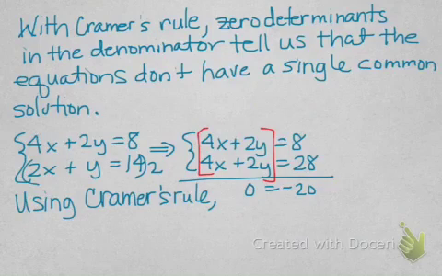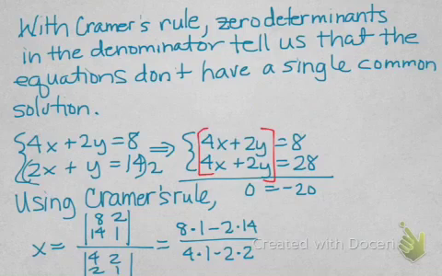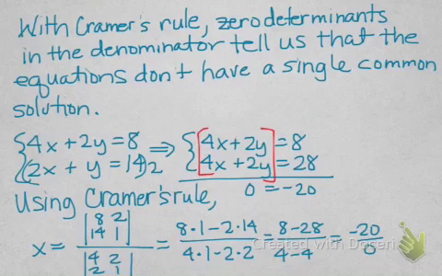And if we use Cramer's rule with that, putting the solution column 8, 14 and then 2, 1 for x, and then 4, 2, 2, 1 for the denominator, we're going to get 8 times 1 minus 2 times 14 over 4 times 1 minus 2 times 2. 8 times 1 is 8, 2 times 14 is 28, 4 times 1 and 2 times 2 are both 4. 8 minus 28 is going to give us negative 20, and 4 minus 4 is 0. We'll have a 0 in the bottom.